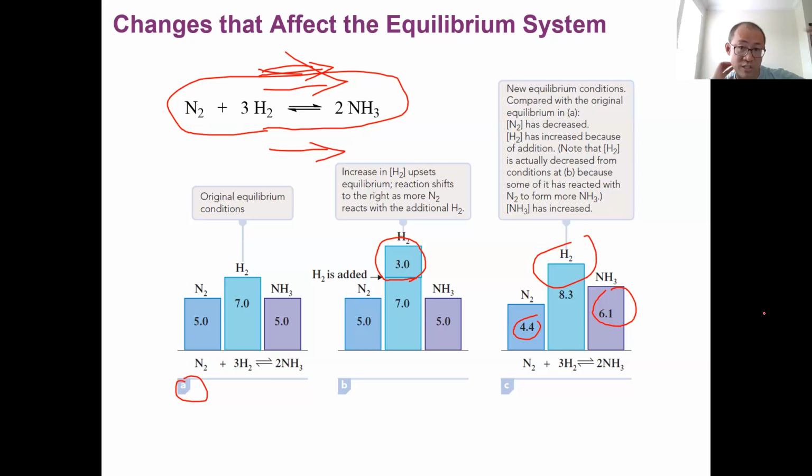Nitrogen will decrease because when it shifts to the right, it will consume more nitrogen. Ammonia will increase because when you shift to the right, you will get more ammonia. Okay, that's why the change of the numbers will tell you a story, not the numbers themselves. All right?